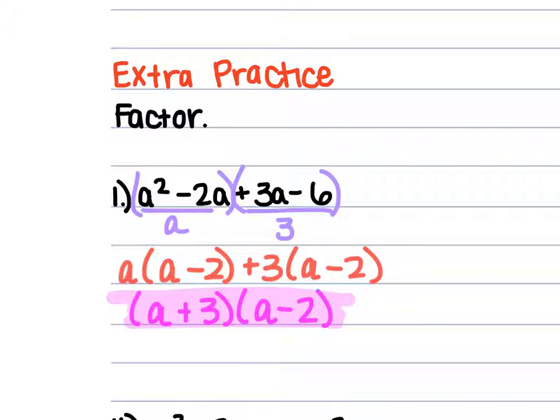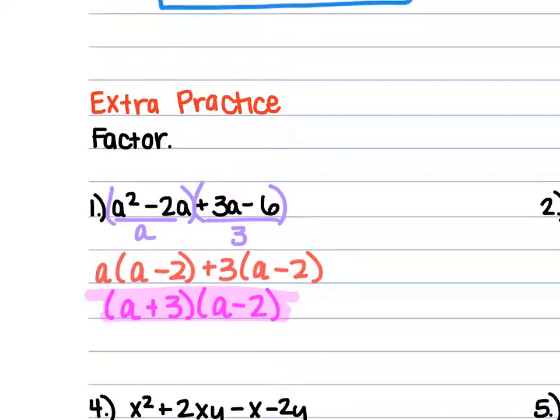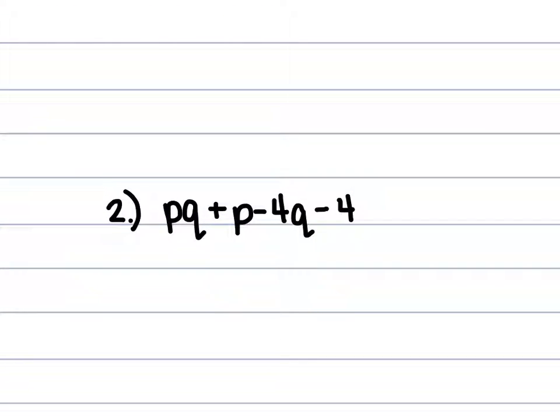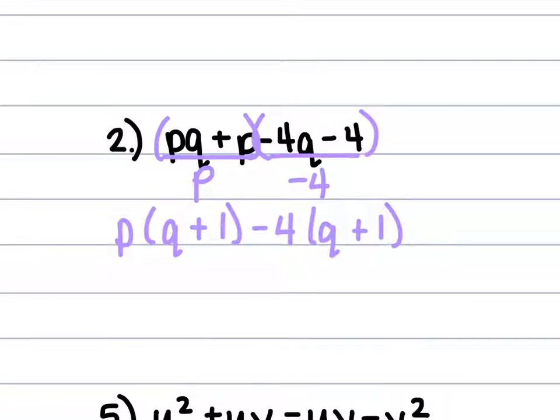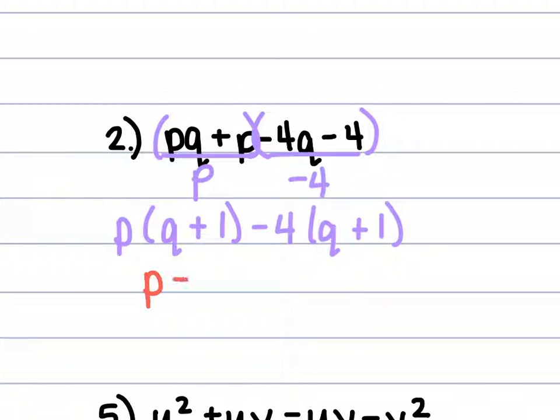All right. So if we look at our next example, we have pq plus p minus 4q minus 4. So we put two sets of parentheses here, one around the first two, one around the last two. We're going to factor out a p from the first, and we're factoring out a negative 4 from the second. This is going to leave us with p times q plus 1 and negative 4 times q plus 1. Our two sets of parentheses are the same, so we're going to rewrite this as p minus 4 times q plus 1.